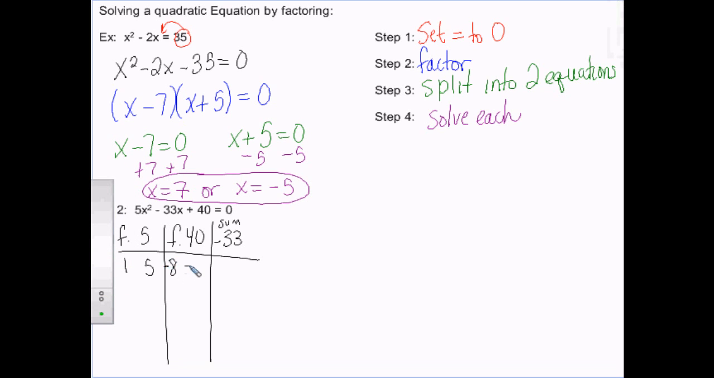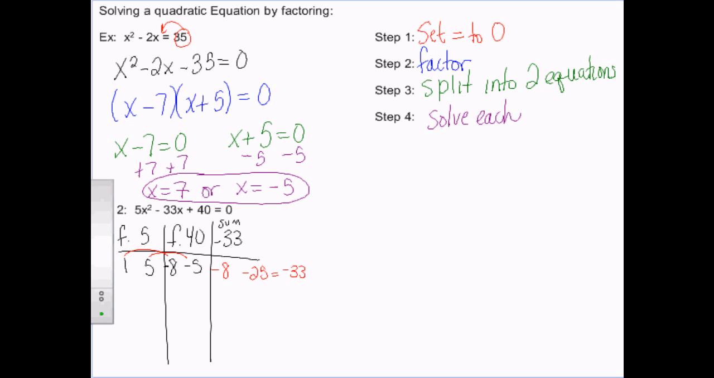8, negative 8, and negative 5. Okay. I can try 1 times negative 8 and 5 times negative 5, and I'm going to get a negative 8 and a negative 25, and when I add those together, I get negative 33.